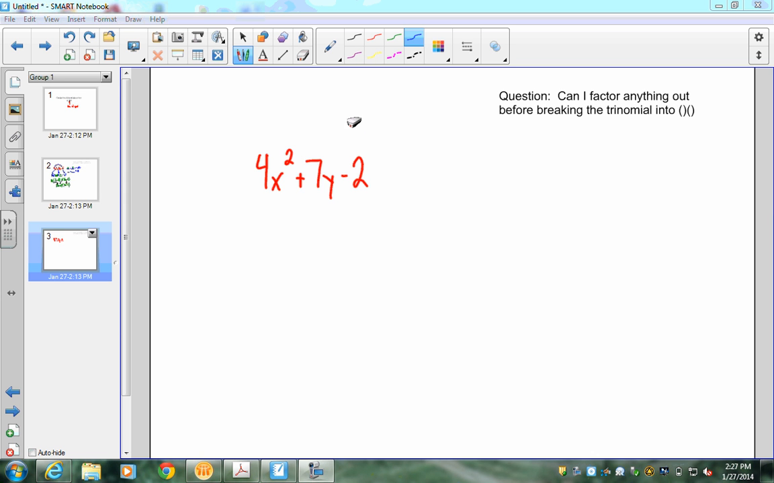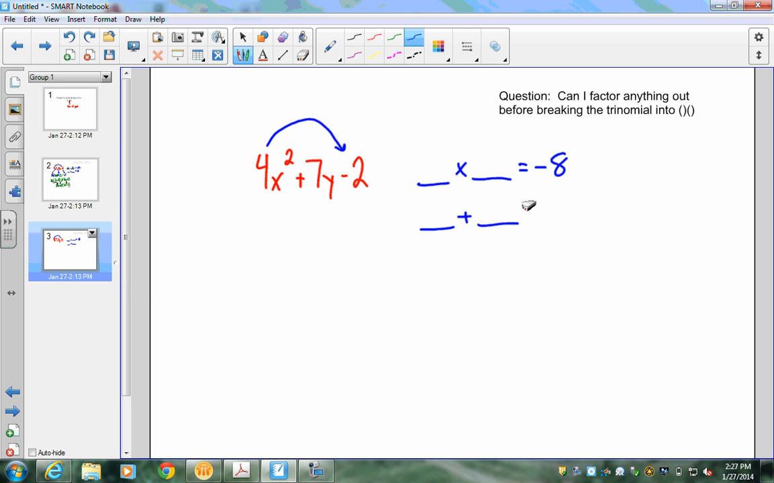All right, let's solve it. First thing I'm going to do is multiply 4 times negative 2. I get negative 8. So what two numbers multiply to get negative 8, yet the same two numbers add to get positive 7? Well, my number combination is going to be negative 1 and then positive 8. So my next step, draw my parentheses, once again drop the a, which gives me 4x squared. Drop your c, gives me negative 2.